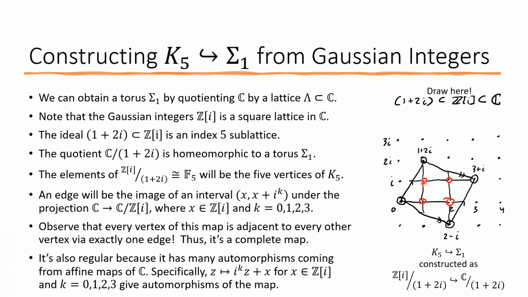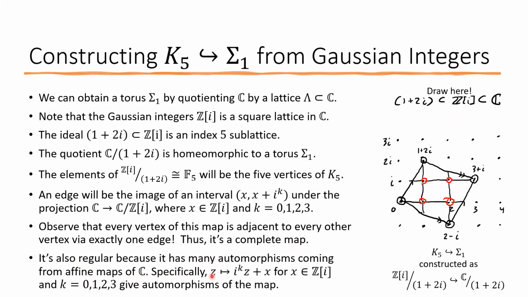For example, this point represented by 1 is adjacent to 0, and it's adjacent to 2, and it's also adjacent to this point up here, and via this edge connecting to this point on the torus is also adjacent to here. So every vertex is adjacent to every other vertex, and there are 5 vertices in the graph. So this is an embedding of a complete graph on 5 vertices inside of the torus, and I've obtained it from this index 5 ideal inside of the Gaussian integers.